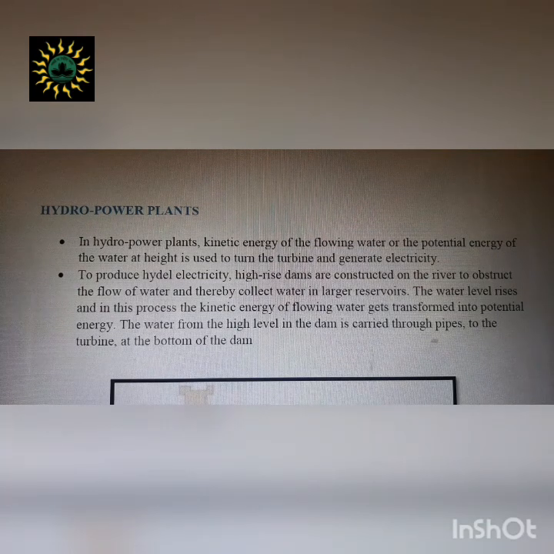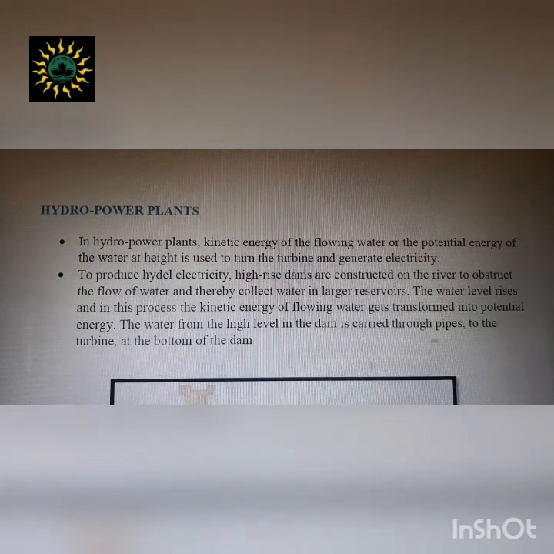A power plant that produces electricity by using flowing water to rotate a turbine which drives the generator is called a hydro power plant or hydroelectric power plant. Because from the term, we are basically using the energy of flowing water to convert it into the electrical form of energy.